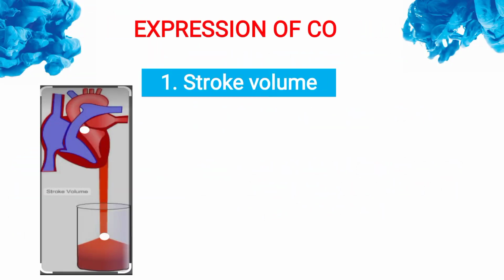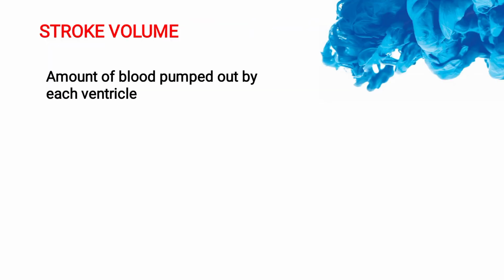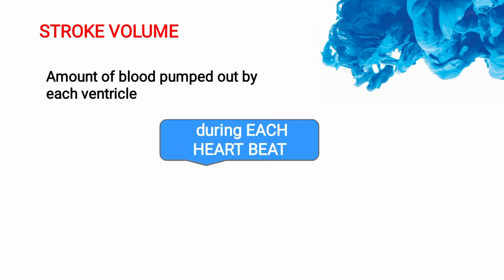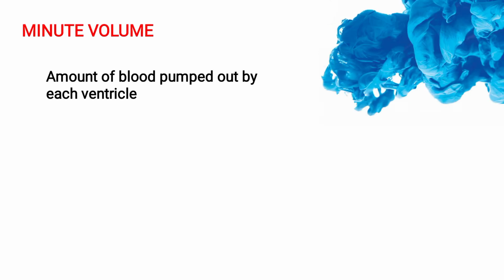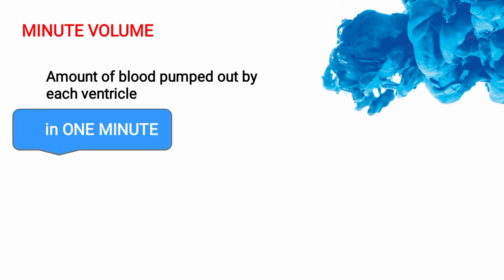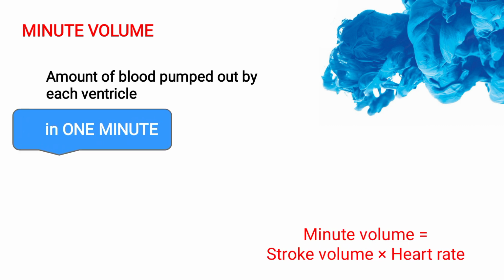The expression of cardiac output is done by stroke volume, minute volume, and cardiac index. The stroke volume is the amount of blood pumped out by each ventricle during each heartbeat. The normal value is 70 ml in a range of 60 to 80 ml when heart rate is 72 per minute. The minute volume is the amount of blood pumped out by each ventricle in 1 minute. It is given by the formula stroke volume into heart rate.